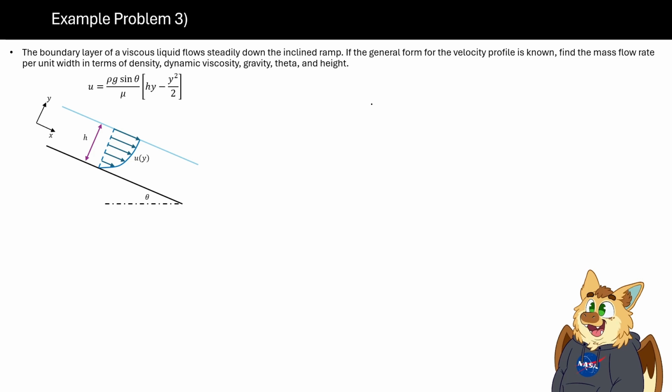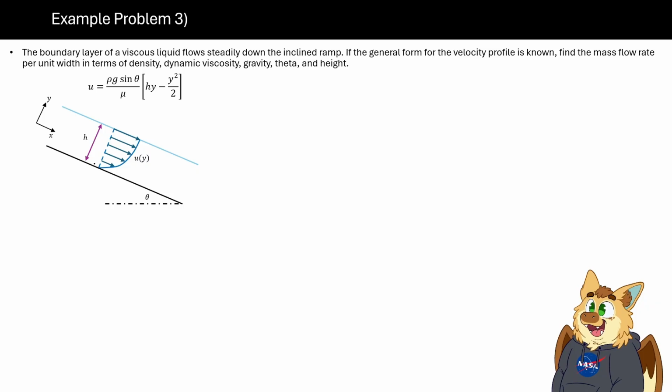The boundary layer of a viscous liquid flows steadily down the inclined ramp. If the general form of the velocity profile is known, find the mass flow rate per unit width in terms of density, dynamic viscosity, gravity, angle, which is theta, and height. So you might be looking at this and thinking, wait a minute, this is very confusing. I don't see a control volume. I don't see well-defined walls. What is going on here?